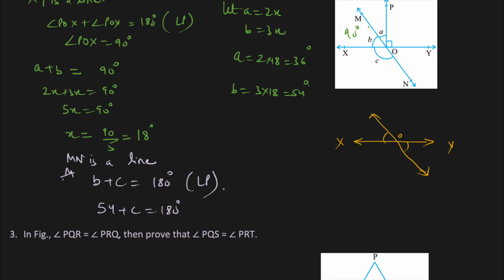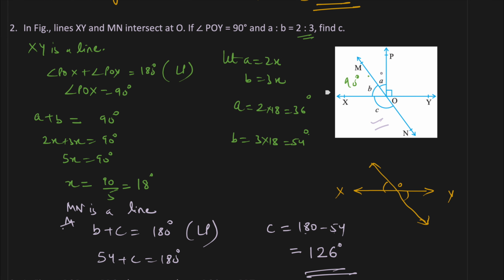So what will be C from here? 180 minus 54, that is how much? 126 degrees. So we got C. Do we have to find anything else? No, we are done. Right? Very easy. I hope it's clear. With AX, I assumed A as 2x, B as 3x, they both add up to 90. So I got 2x plus 3x is 90, and with that I solved the value of x. Then we got A and B, and then B plus C make a linear pair, and you got your answer.